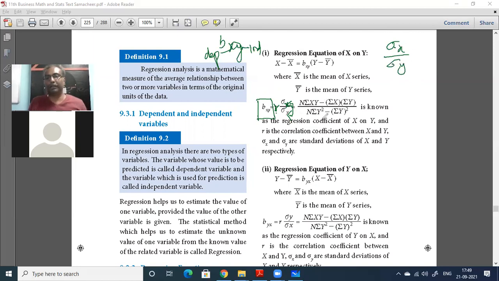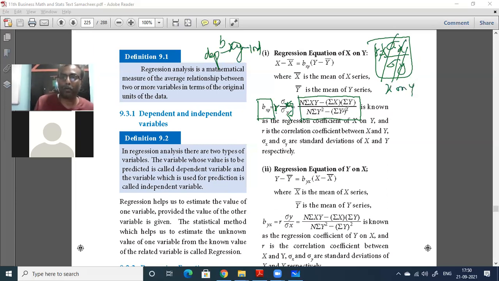Now what is the expansion? This formula you need not use; it's only given there. What you need to remember is this: n into sigma xy minus sigma x sigma y, divided by n sigma y squared minus sigma y the whole squared. This is the formula for the regression coefficient. Whenever x on y is coming, you will have y at the bottom because x is on y.